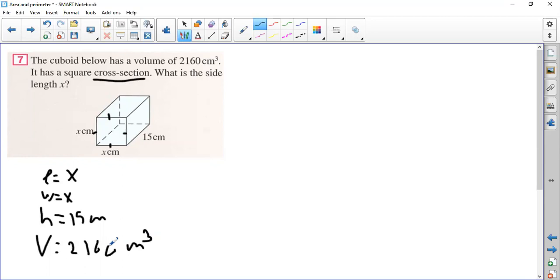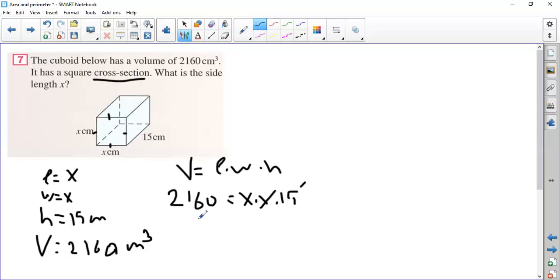Now we have to find the length and width. Okay, the length x. So again, we can write the formula of volume. Volume is equal to length times width times height. We know the volume. It is 2,160 centimeter cubed. Length and width are x times x. And the height is 15 centimeter. So 2,160, now we have an equation and we have to solve it, is equal to x squared times 15.